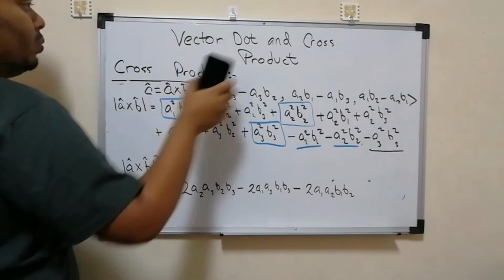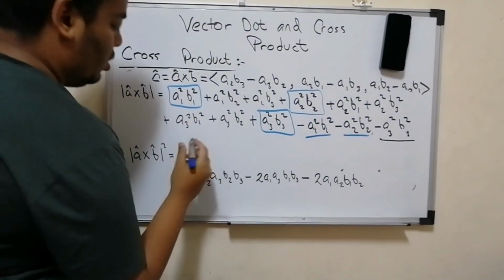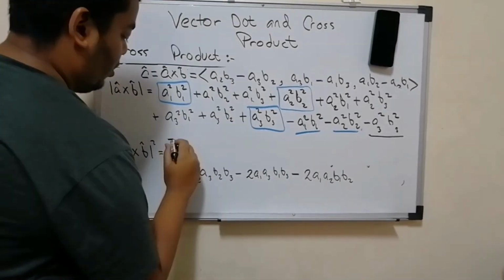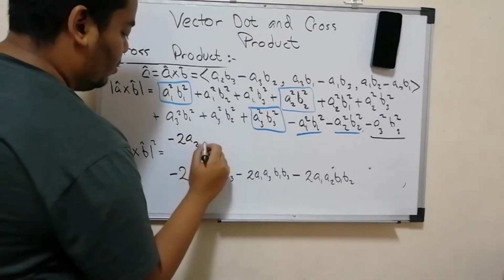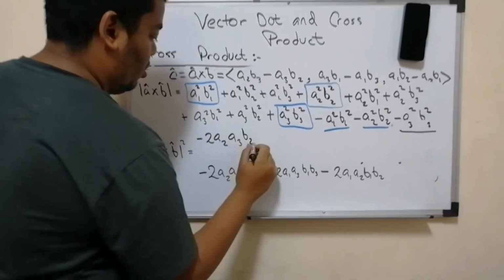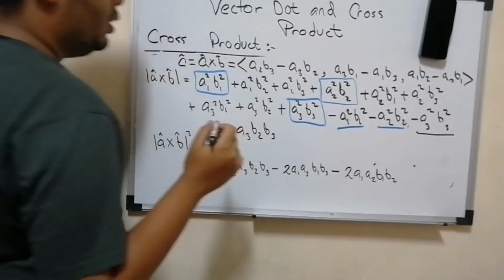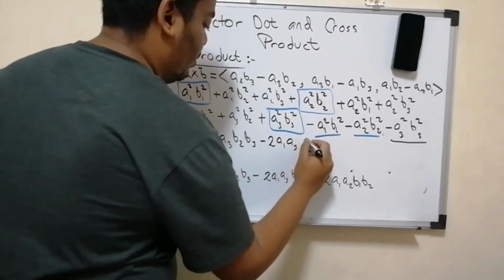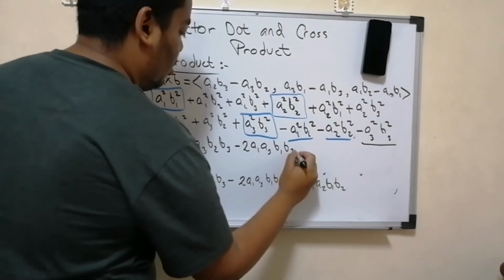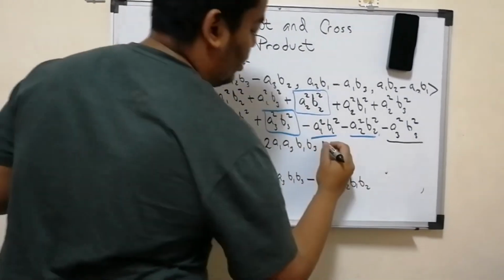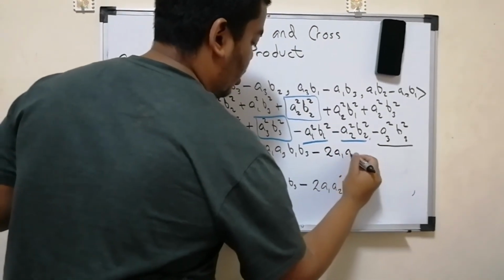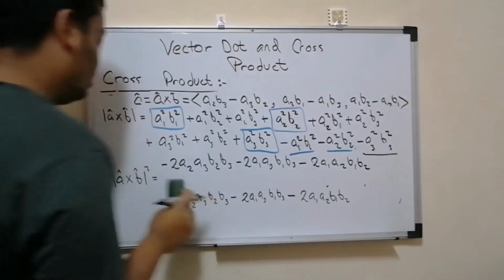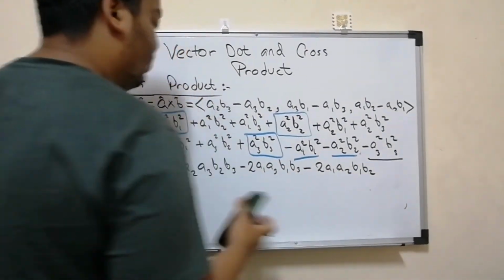And the remaining part of the equation can be written as minus 2 A2 A3 B2 B3, minus 2 A1 A3 B1 B3, and then minus 2 A1 A2 B1 B2. Yes, so now let me remove this part and we can go ahead.